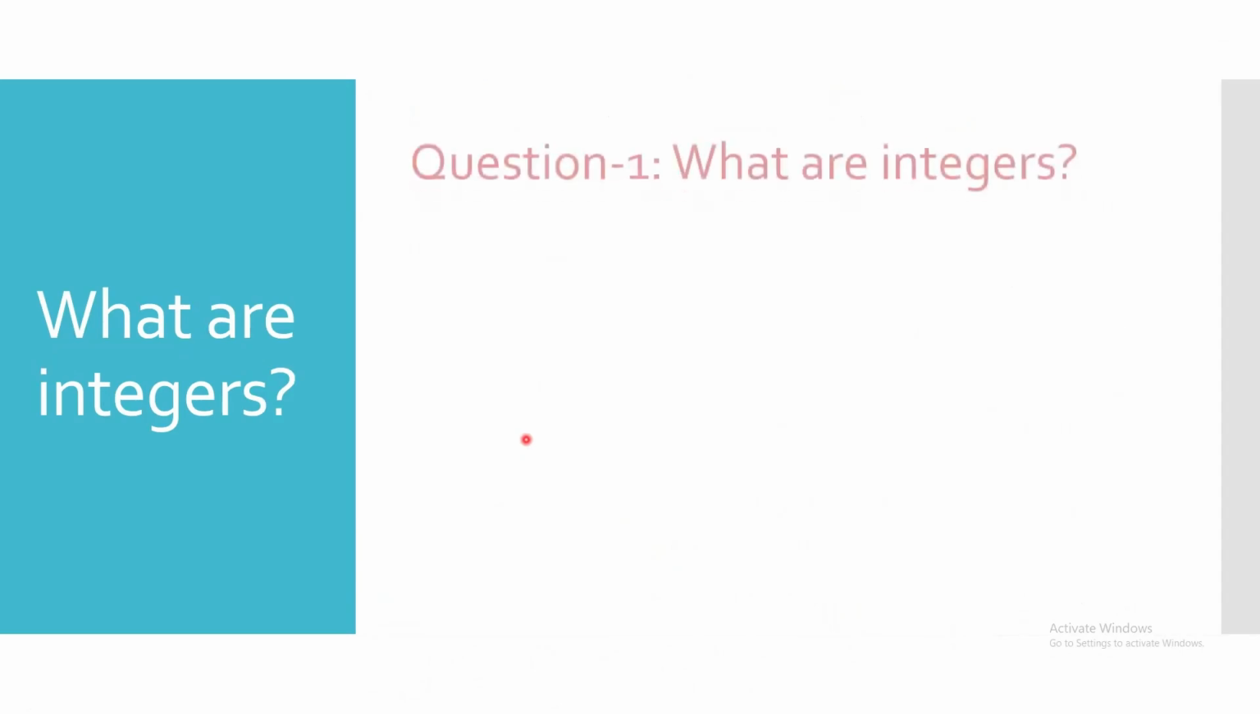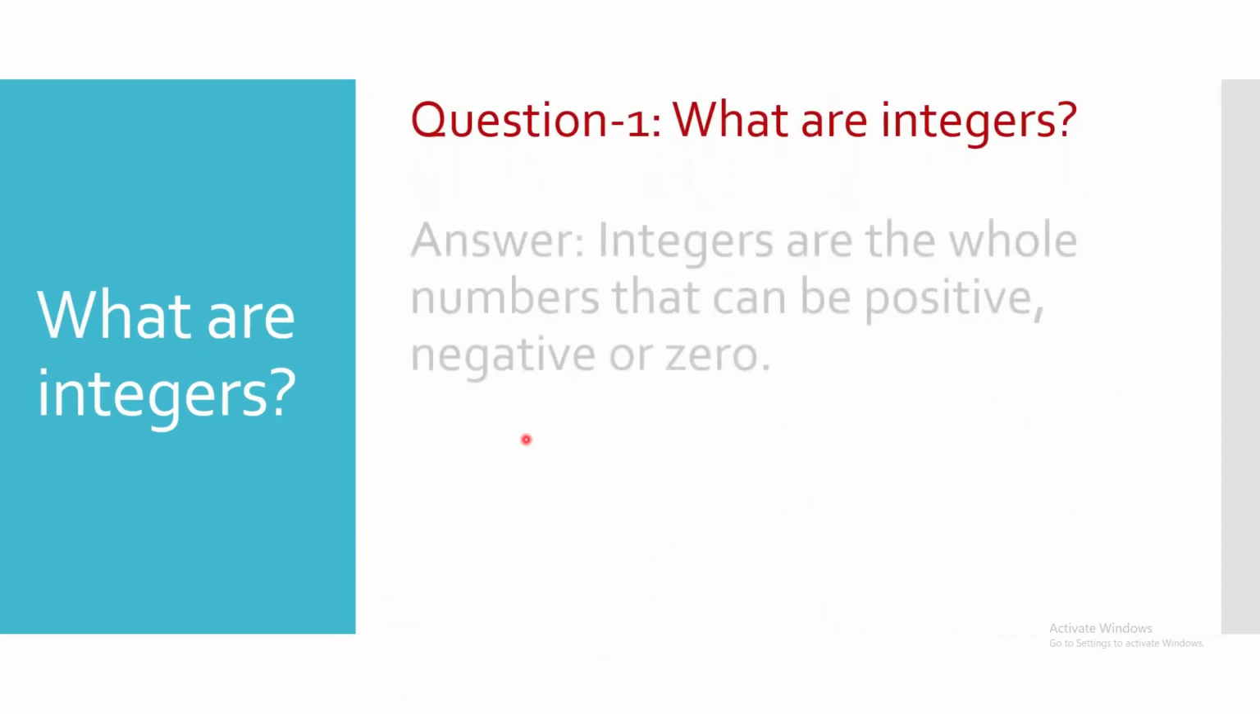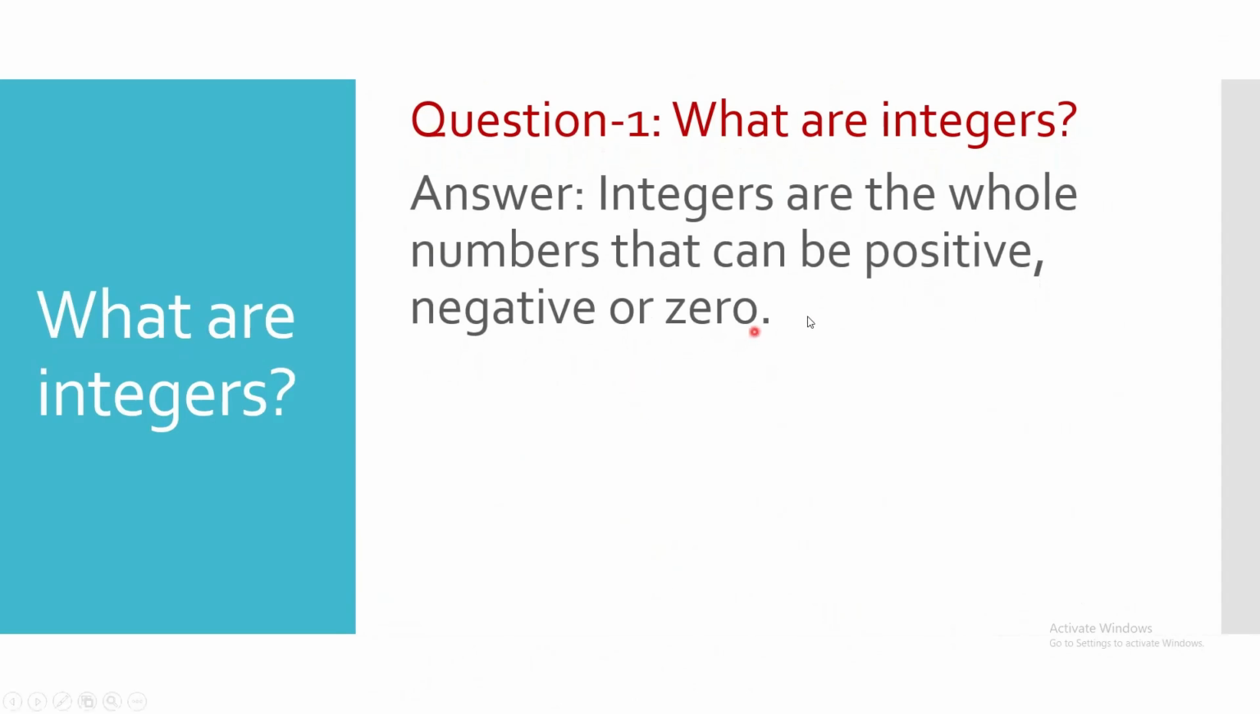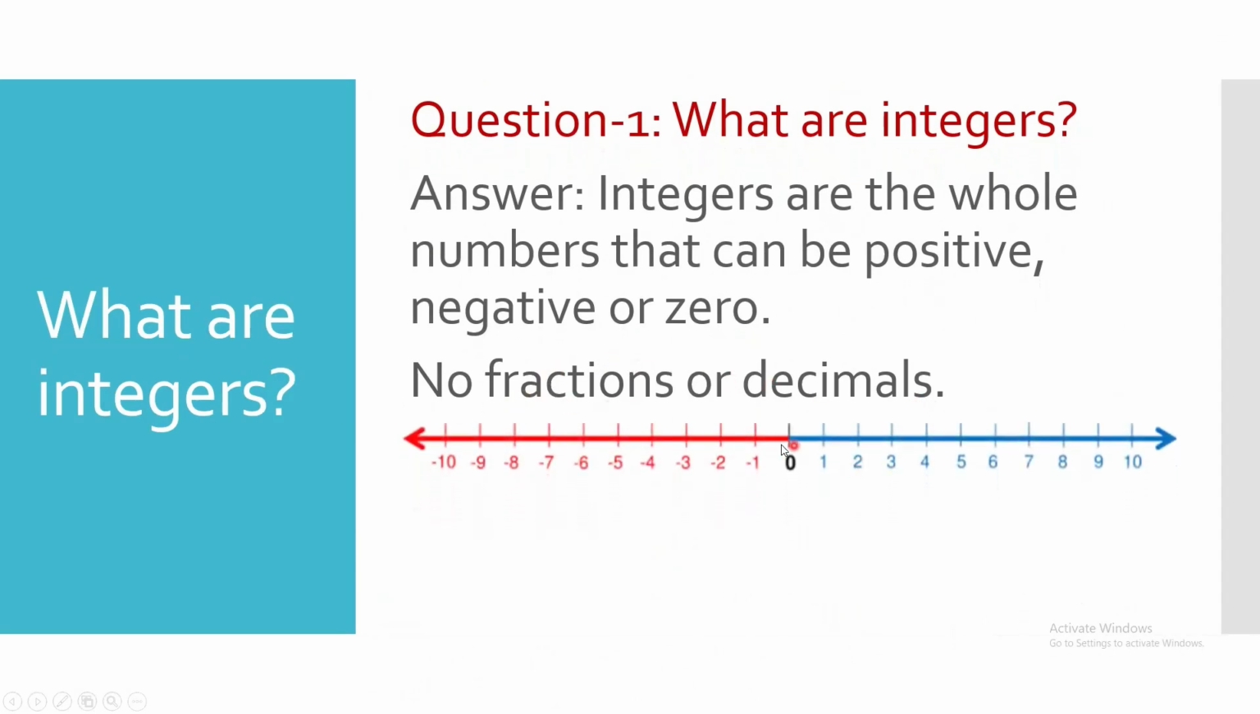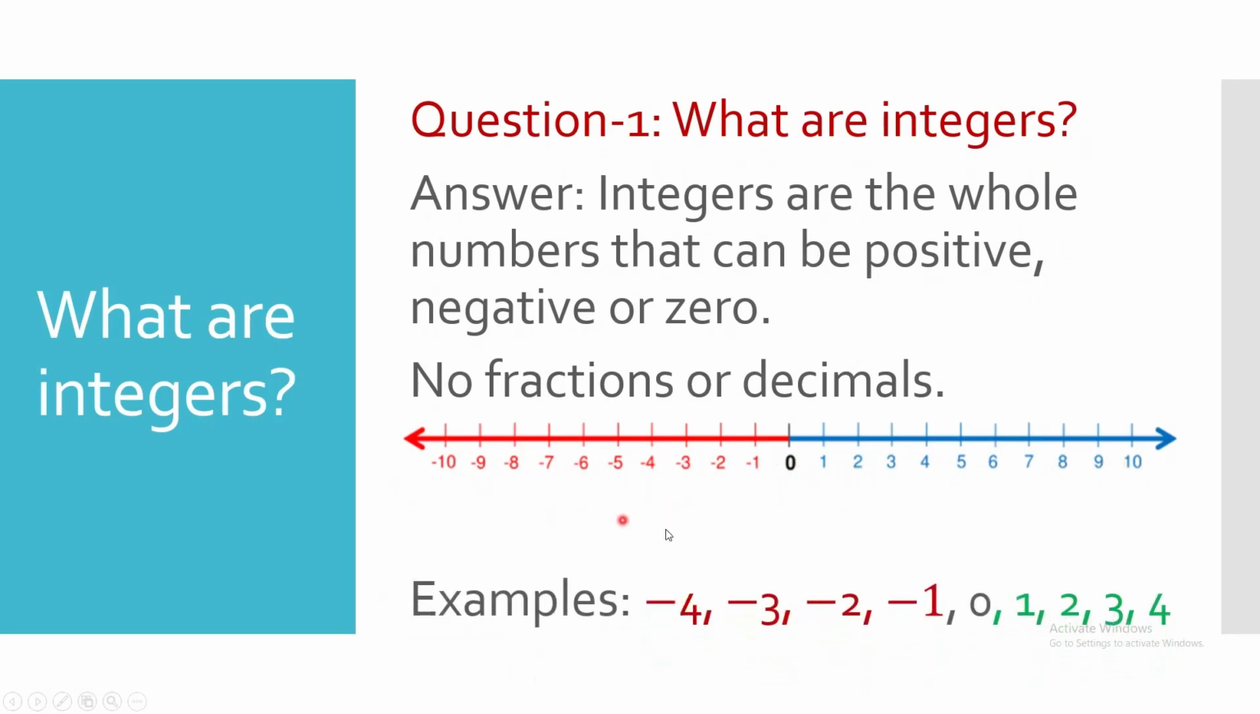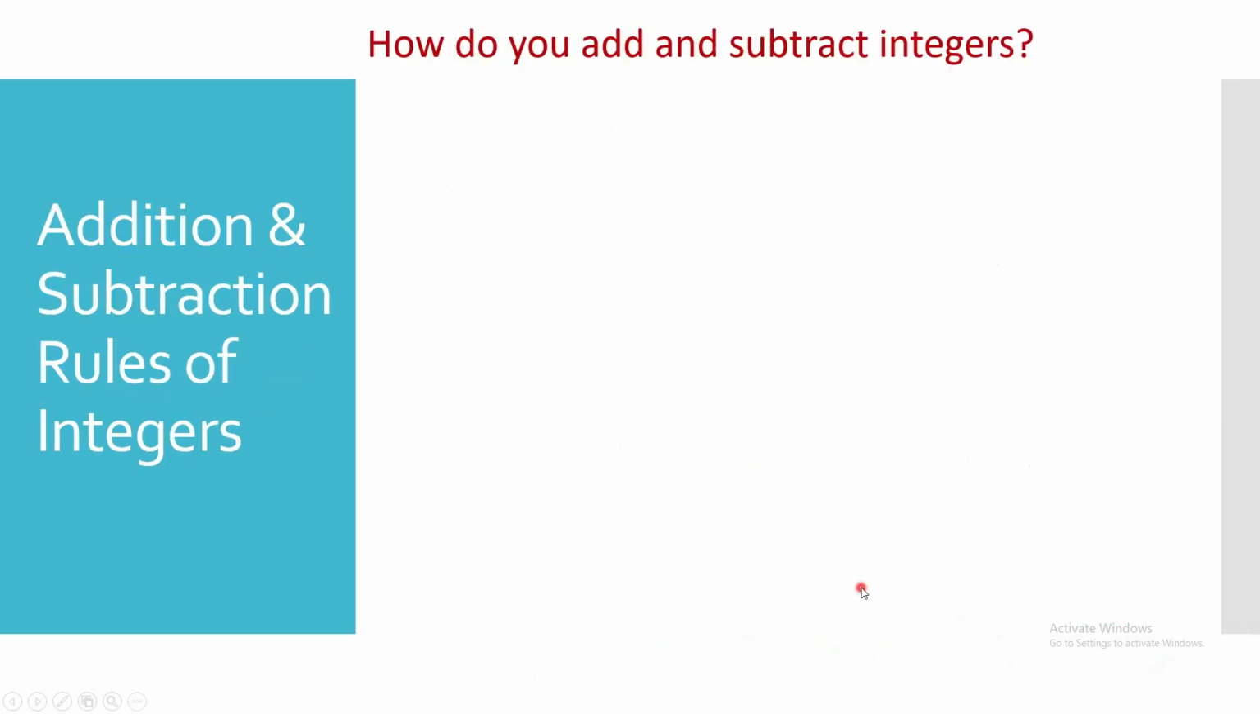So first, let's start with integers. What are integers? Integers are whole numbers that can be positive, negative, or zero. I have mentioned them already. There are no fractions or decimals. Remember, integers are only whole numbers. I have shown here a number line. On the number line there are negative numbers on the left side of zero and positive numbers on the right side of zero. All of these, including zero, are integers. Examples: you can pick anything from here, like -4, -3, 2, 0, 1, 2, 3.